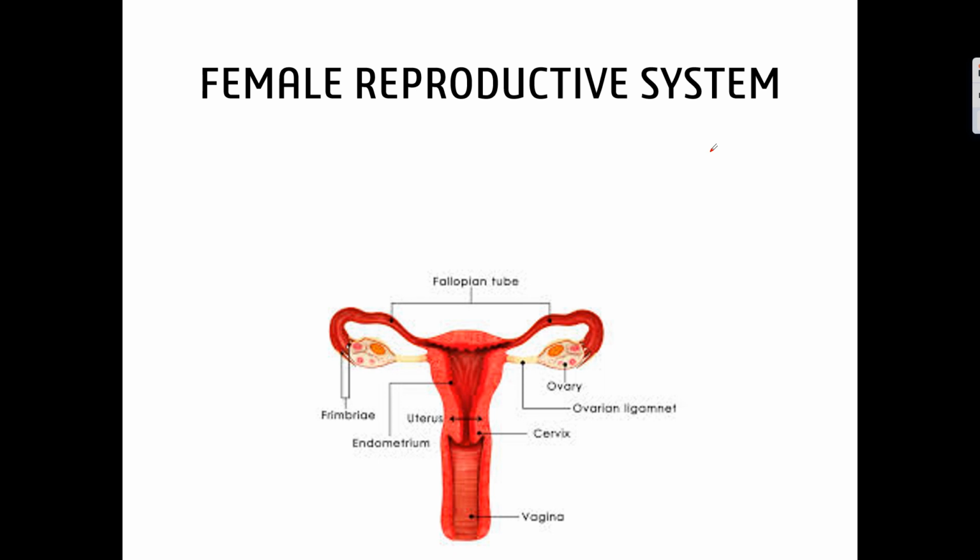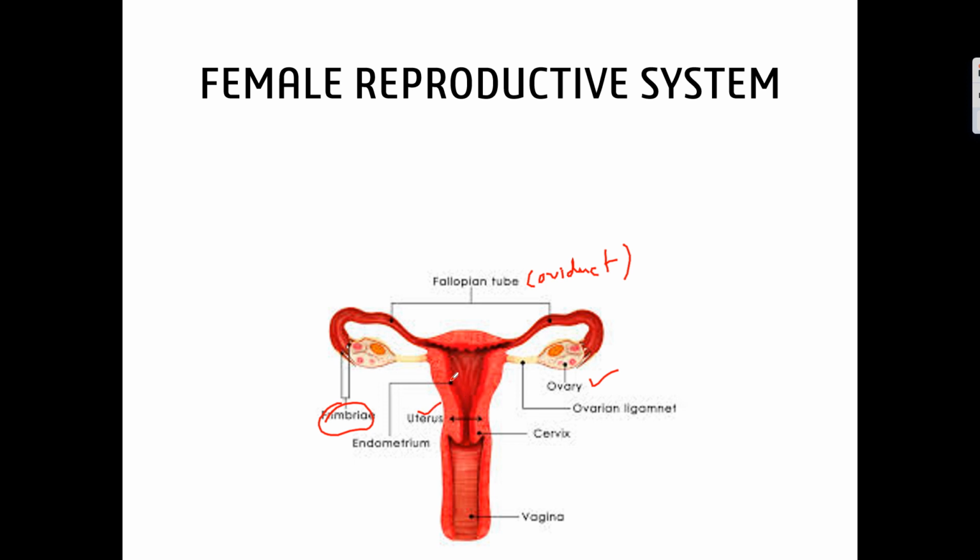So the female reproductive system consists of a pair of ovaries, and this pair of ovaries are connected to the fallopian tube or oviduct through finger-like structures called fimbriae. This oviduct opens into a bag-like structure called the uterus.